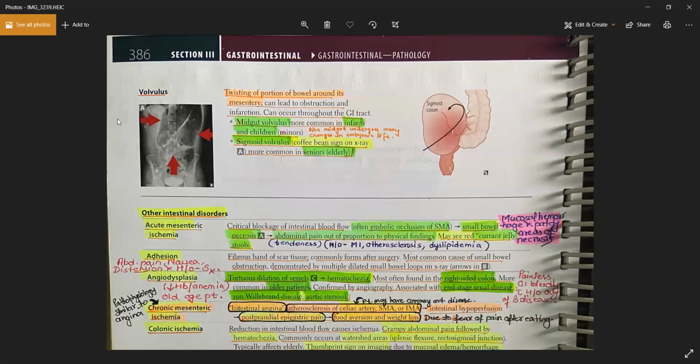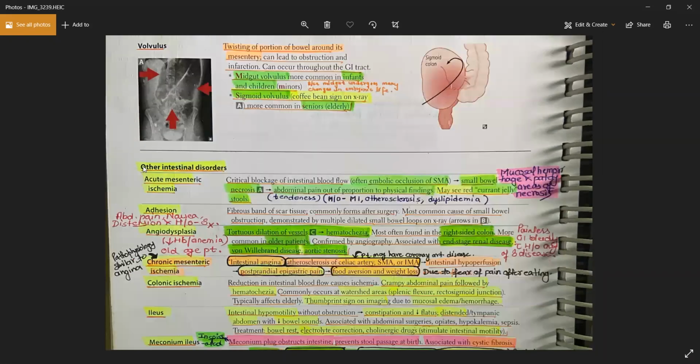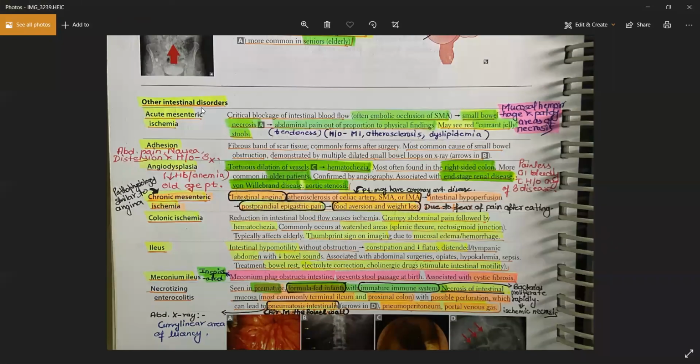Okay, so any doubt up to the volvulus? No, thank you. So now you need to know about the other intestinal disorders, and the first is acute mesenteric ischemia. This happens whenever the blood supply to your intestine is lost. It generally happens because of an embolic occlusion of the superior mesenteric artery, and whenever you have an acute, sudden occlusion, that can lead to necrosis.